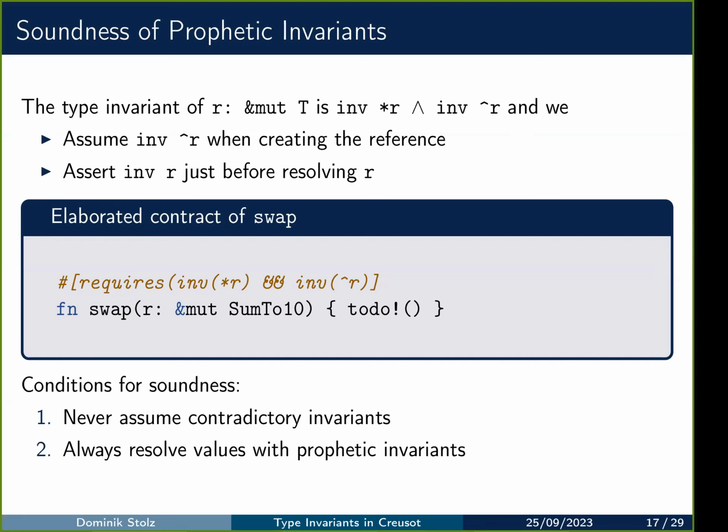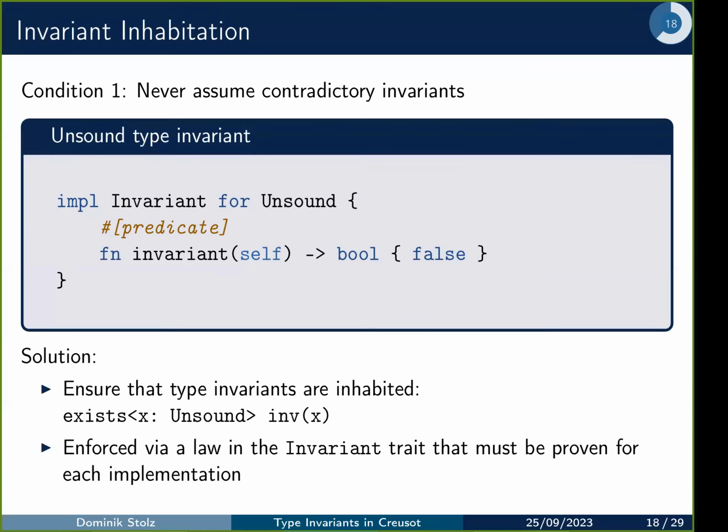Okay, so now we talk a bit more in detail about each of these conditions. So the first condition was never assuming contradictory invariants. Here we have a type Unsound, and its implementation of the invariant trait just defines its invariant to be always false for all values self. And in this case, if we were to assume the invariant of the final value for a mutable reference to Unsound, we would assume false, introducing unsoundness.